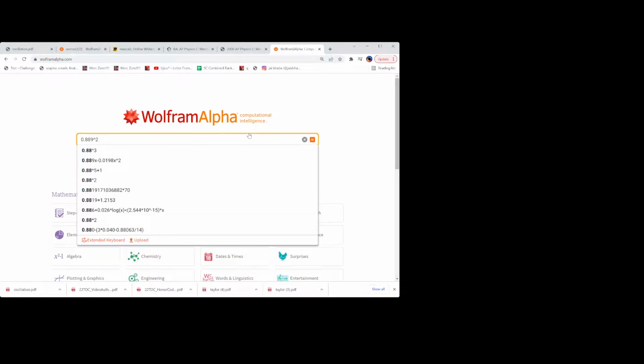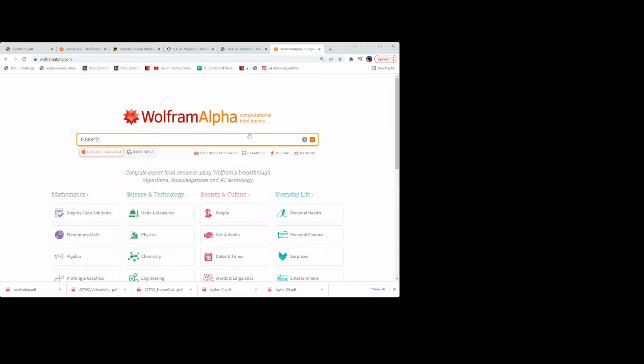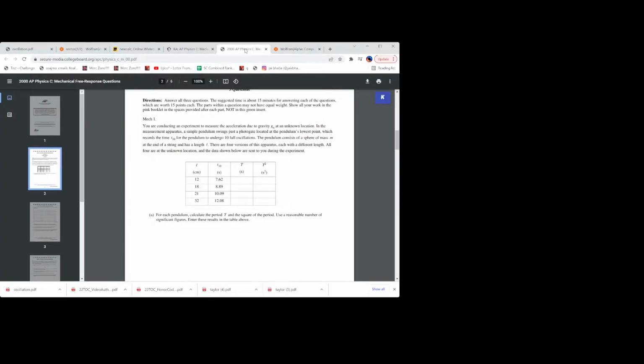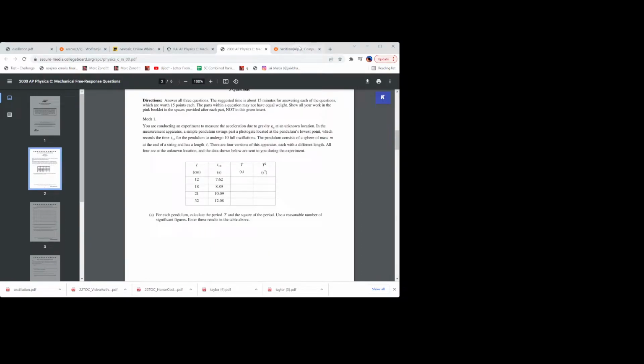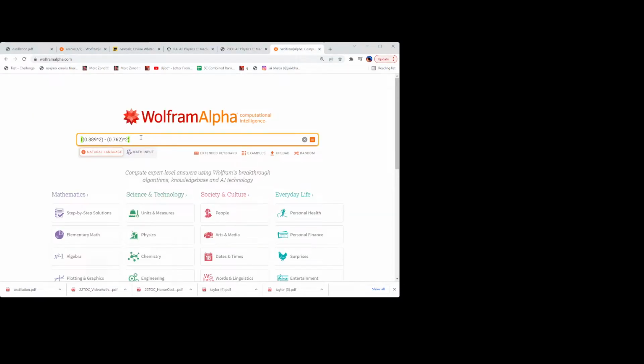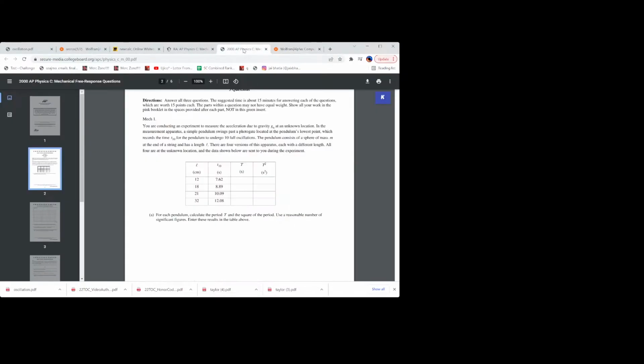889 squared. Okay, that'll be our T squared. And 0.762 whole squared. Okay, so that's our T squared. T squared is the y-axis, I think. Yeah. Okay. Over 0.